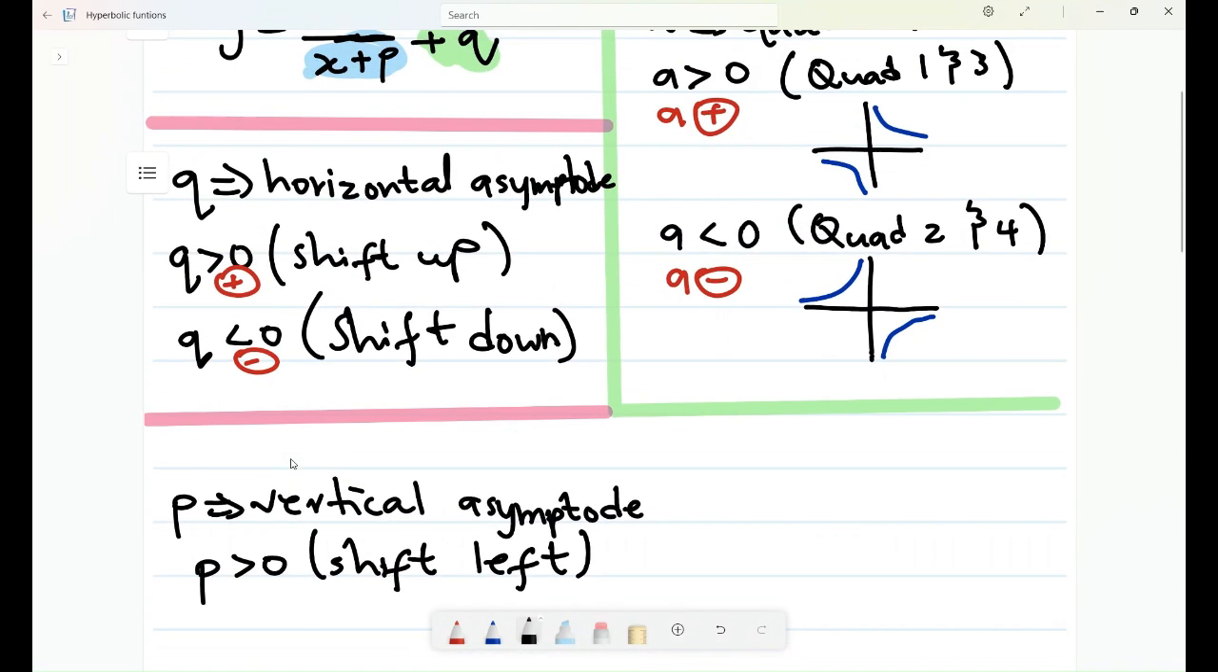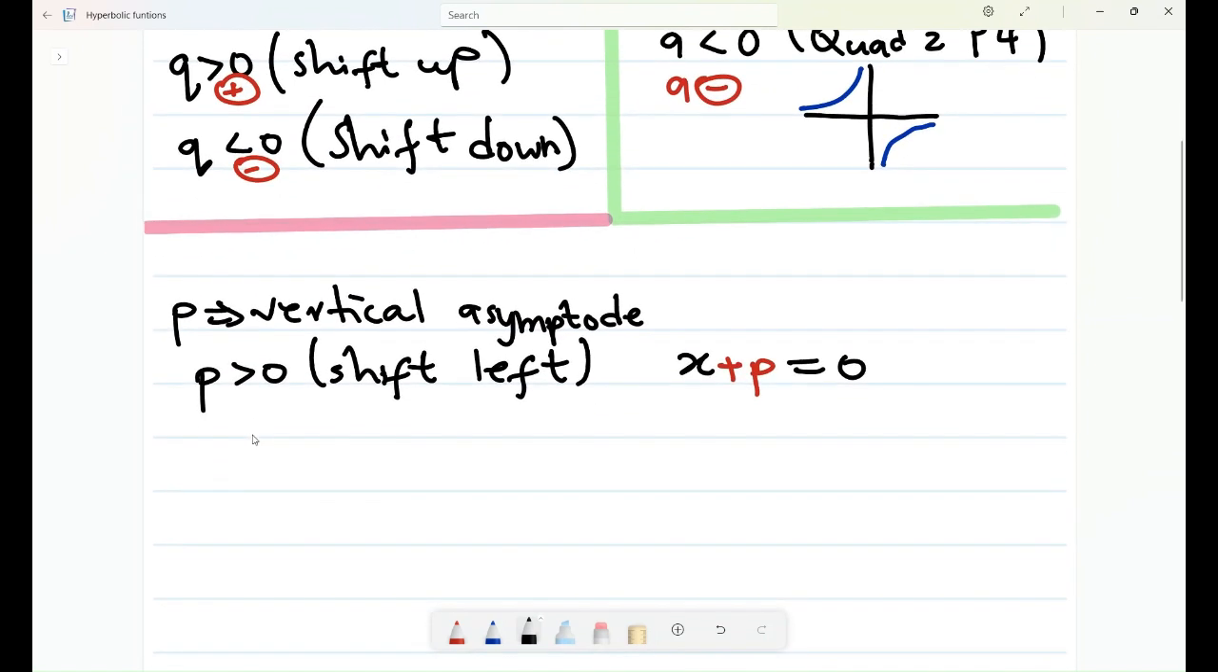Why? Let me show you like this. If I'm having X plus P, then I'm going to equate it to 0. Now see, if I equate this and leave X on its own, I'm left with X equal to negative P. This is why I'm saying it's going to shift towards the left. If this value here is positive, it means you're going to move in the negative X direction.